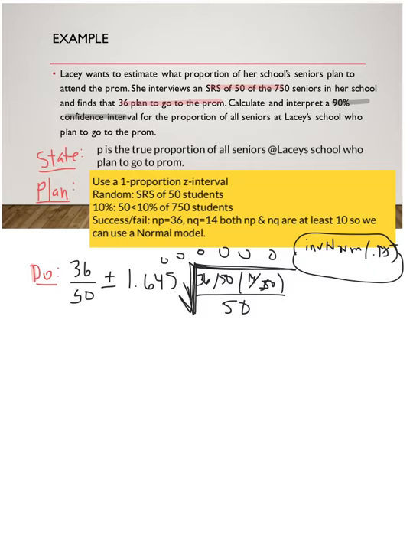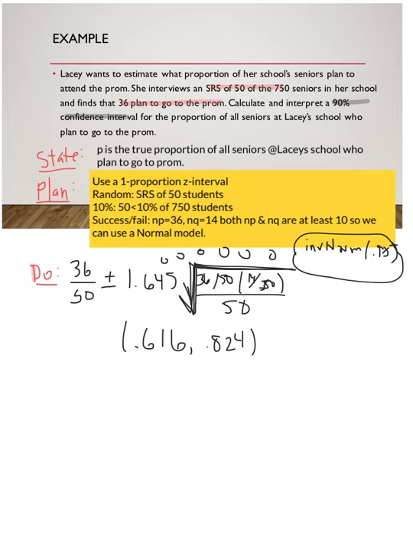Times the standard error. Well, if our successes is 36 over 50, then our failures is 14 over 50 divided by 50, and then we square root. You should get an end result of 0.616 to 0.824.